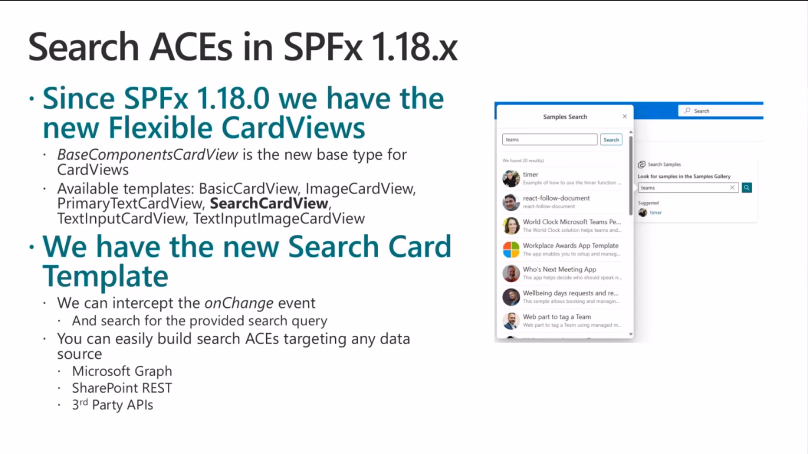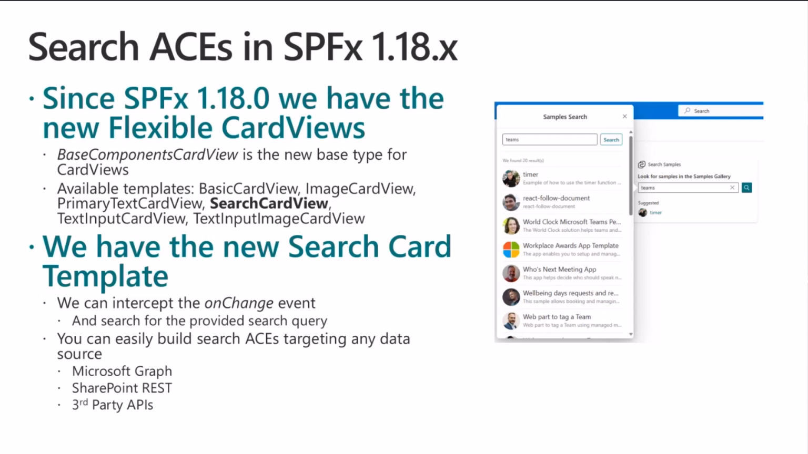These are the so-called flexible card views, where you can build the UI of a card view based on a set of predefined components. And there are predefined layouts for these card views. For example, we have the basic card view, the image card view, the search card view, which will be the focus of today, as well as many more. They also introduced a new base type, called base components card view, that we should inherit from whenever we want to create a card view in an ACE.